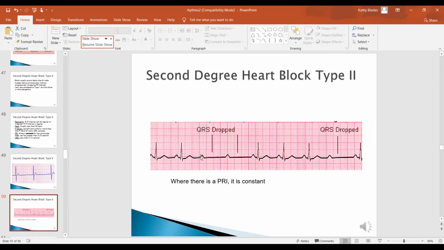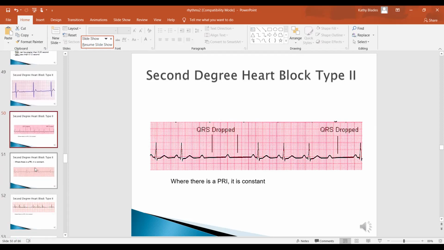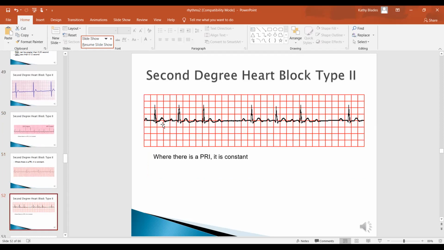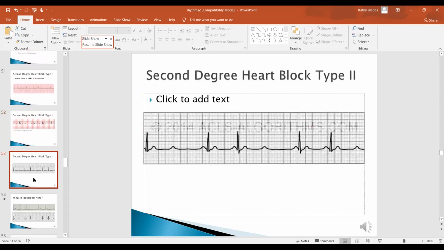So here we go. Now we have 2 P's and no QRS. Then you have 3 regular beats and then it dropped a QRS. So you see the difference between this one and type 1. You have the P's, but you have more P's than QRS's. But it is still pretty consistent, right? Where there is a PRI, it is constant. There's nothing missing, right? You just might have a few extra P's in there. These are just some more examples.